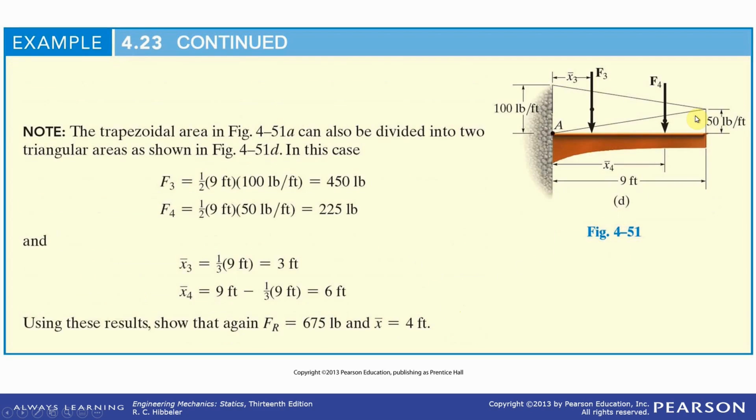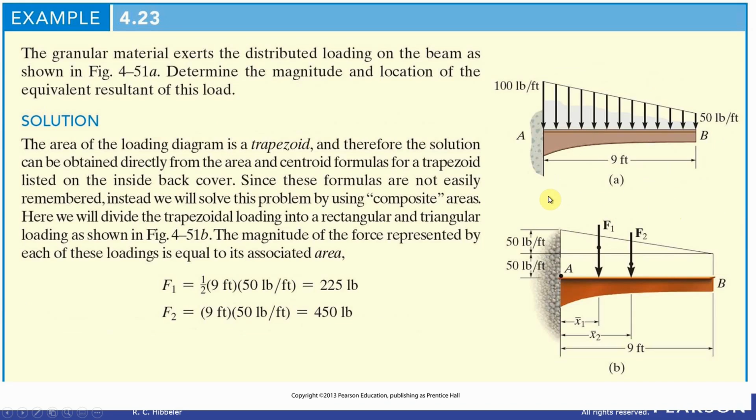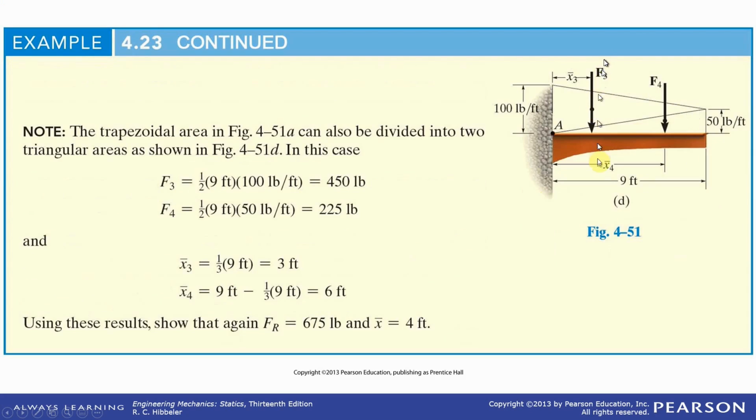Here's another way to approach it: two triangles. The centroid is a third of the distance of the base of the triangle from its perpendicular side, so this is 1/3 of the distance between here and here. x4 is 6 feet. x3 is going to be 3 feet, just like before, but the triangle is twice as big as this triangle. The location of the center is the same, 3 feet and 6 feet. With the same calculation, we figure out that x bar equals 4 feet.